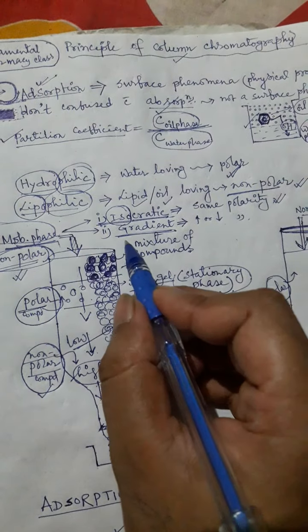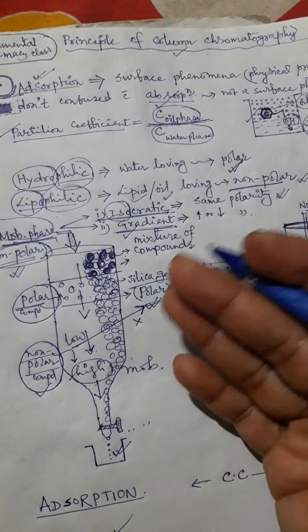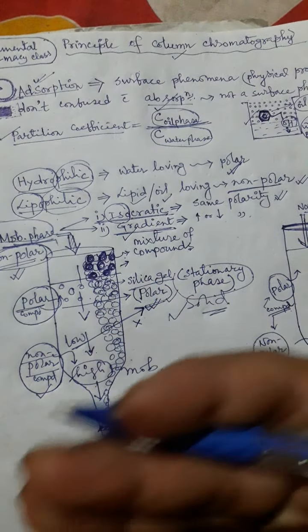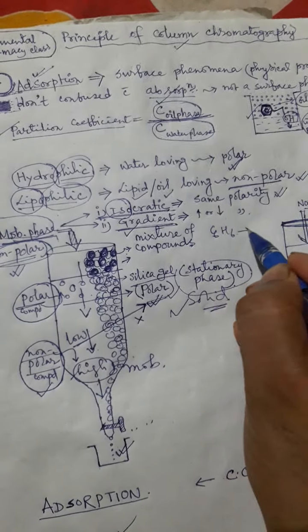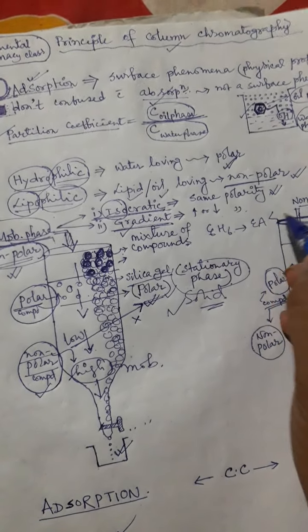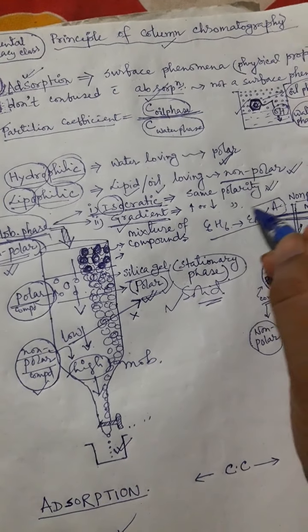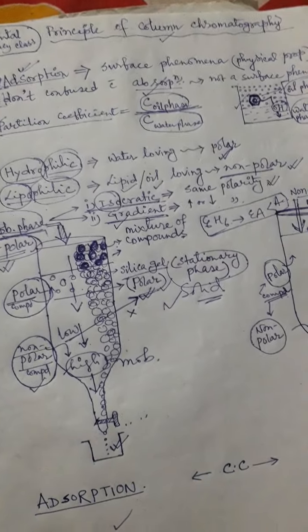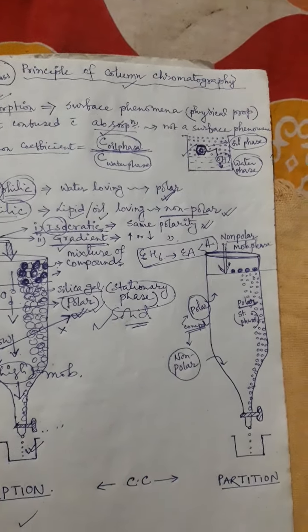Now if you consider gradient separation, that means you are using a solvent and you are changing it again. Suppose you are starting with benzene, then you change to ethyl acetate, then you change to, suppose, acetone, like this way. So changing of polarity. This kind of separation is called gradient separation.